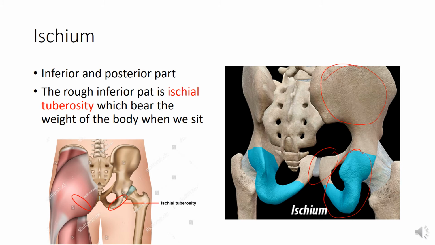Now the rough inferior projection of the ischium is the ischial tuberosity. Here you can see the ischial tuberosity. It bears the weight of the body when we are seated. So when we sit, we sit on our ischial tuberosities. Now the union of these three bones takes place at the acetabulum.